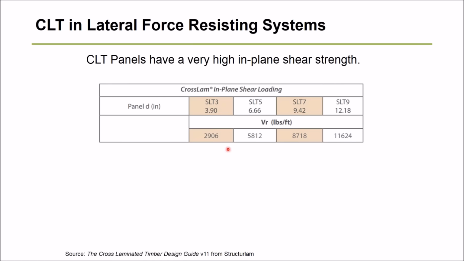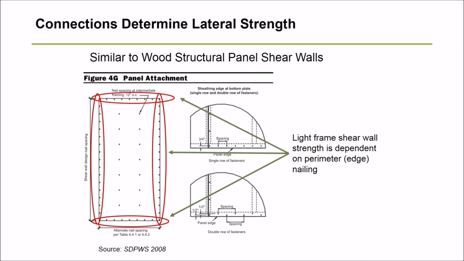However, if we look at the SLT3, which is a 3-ply panel, we're getting 2,900 pounds per foot of shear strength. If you look at our 5-ply panel, we're getting 5,800 pounds per foot. So 5.8 kips per foot of strength of the panel itself. So the actual panel itself is very strong in plane. And it's important to note and think about that when you do the design of our lateral force resisting systems. But it shouldn't be that strange to us.